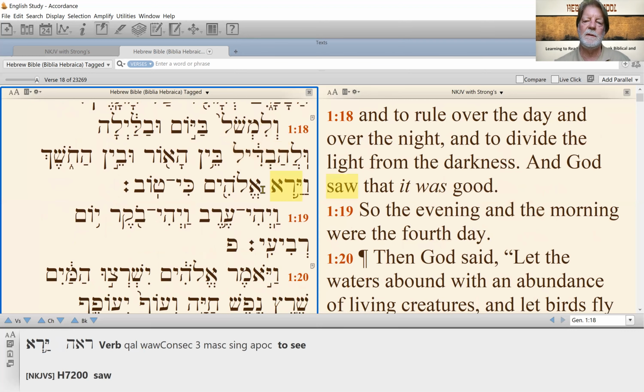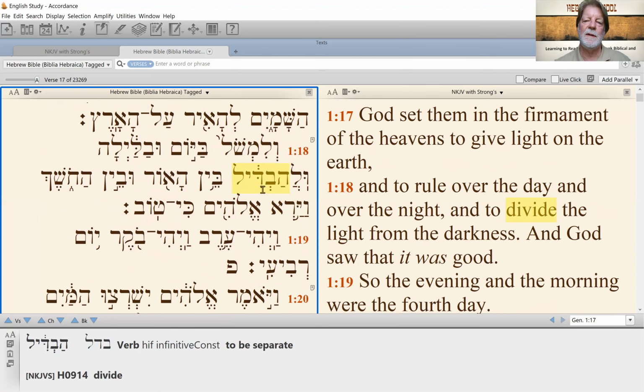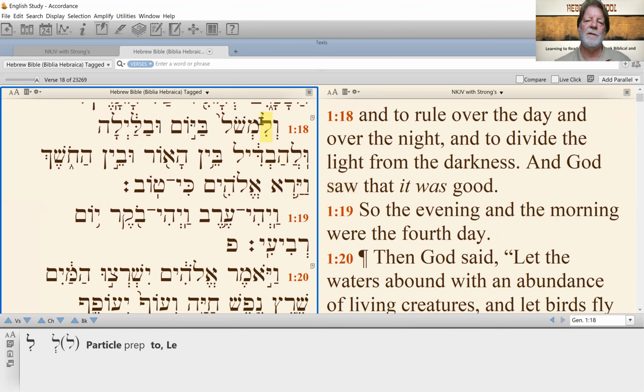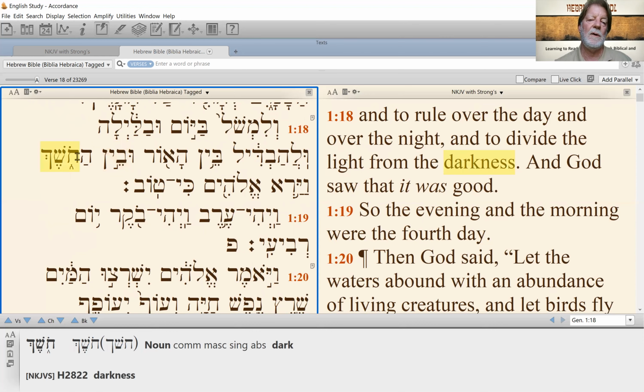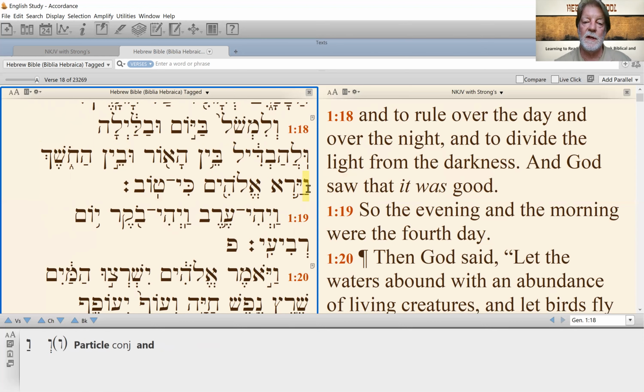Velemashol, verse 18. Velemashol, and to rule, mashal is to rule, bayom, in the day, and valayla, and in the night. Lehavdil, and to divide, bain, between, haor, the light, ubain, and between, hahoshek. That's what a day does. That's what one rotation of the earth does.